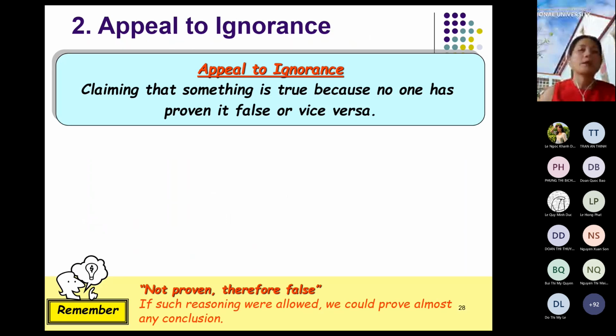And then the second one we have here is the appeal to ignorance. Ignore. So what do we ignore? We ignore the evidence. The person says, we haven't seen it, or no one has proved it. So therefore, what? If we just say no one has proved, no one has said, no one has seen, then we make the mistake of appeal to ignorance.